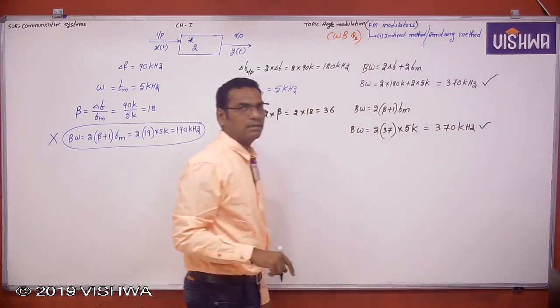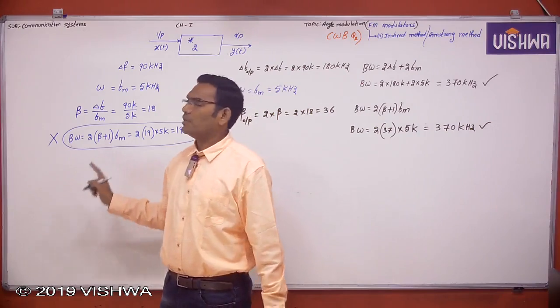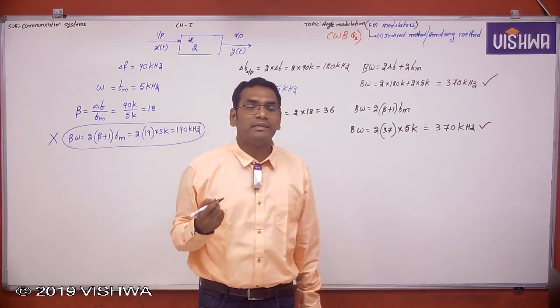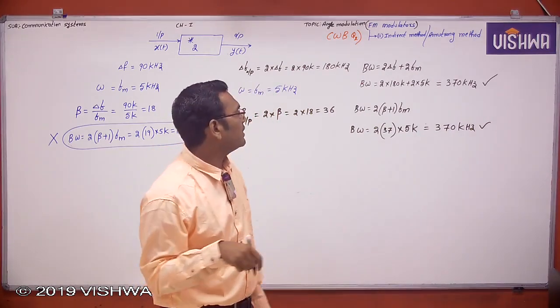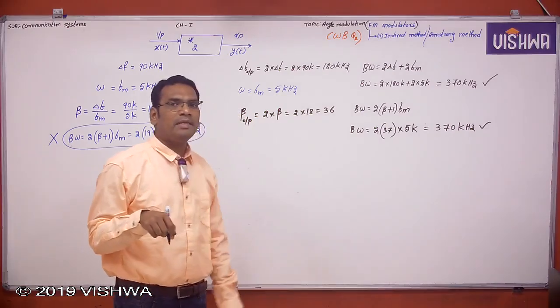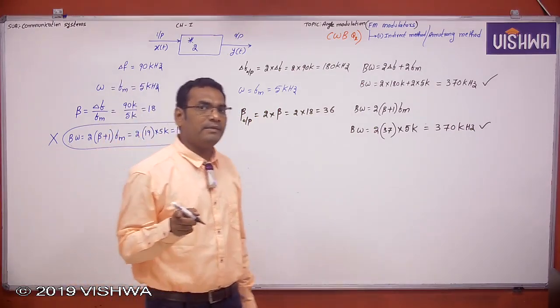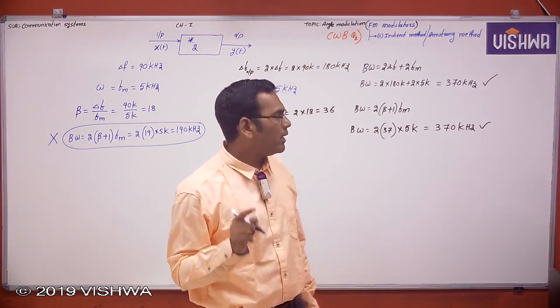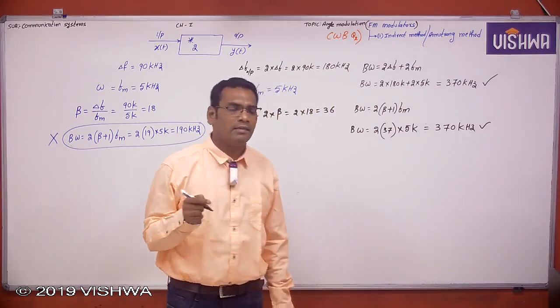This is the correct answer, but that earlier one is 100% wrong. These are the parameters that get affected in the process of frequency multiplication. Which parameters get affected, and which parameters are not affected? First we want to identify that, then the answers are very simple. Okay. Note this down.